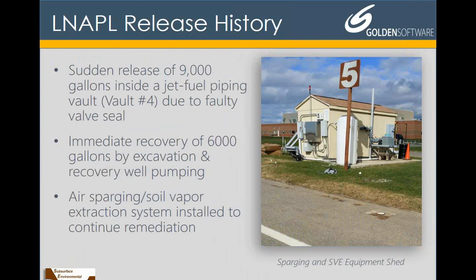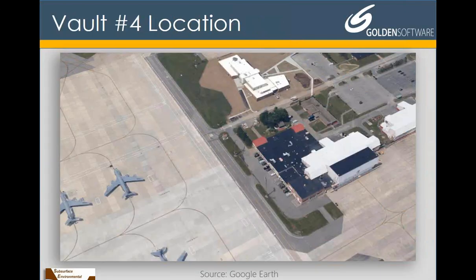After the initial recovery attempts, the consultant for this project installed an air sparging and soil vapor extraction system in the vicinity of the fuel vault. The image on the right of this vault is the equipment shed containing the air compressor for the air sparging system and the blower for the soil vapor extraction system. And I just ask that you memorize what's in this image, because as you'll see later, we did do solid modeling of that shed to incorporate into the Voxler model. If you want to go to the next slide, Drew.